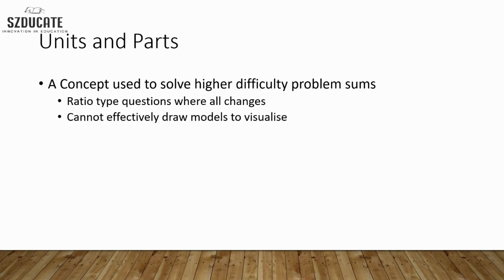Or you have a question that is so difficult and complex that you cannot effectively draw models. Either there are too many boxes you need to draw, or you just can't effectively visualize the problem using a model method, and you just can't think of anything else to use. So we use this method, which is actually ratio where everything changes, but we will need to involve units and parts.